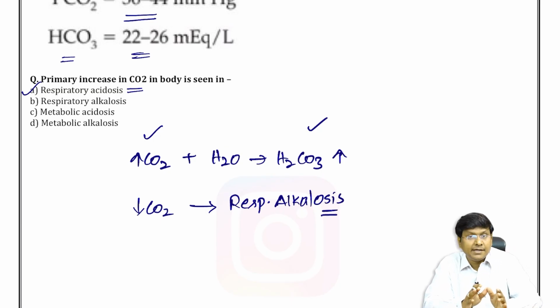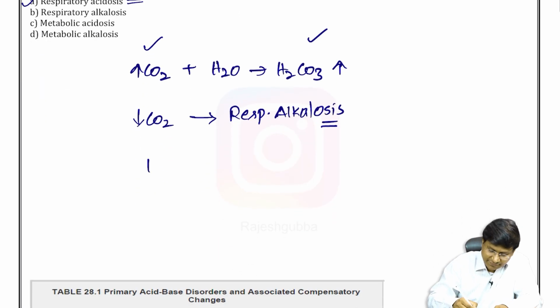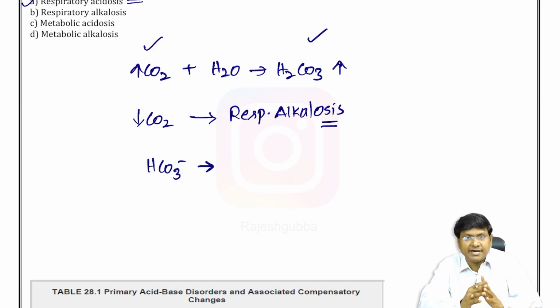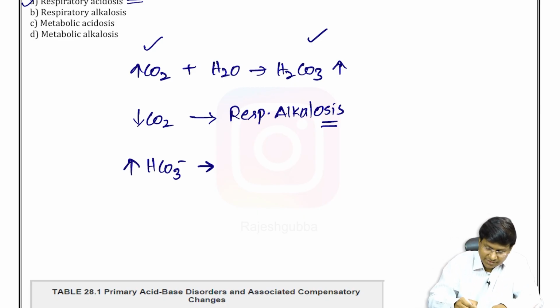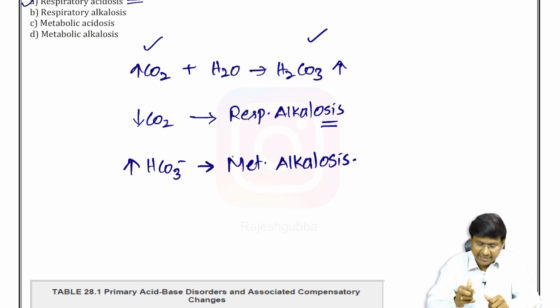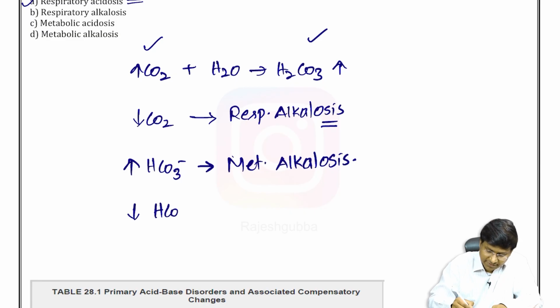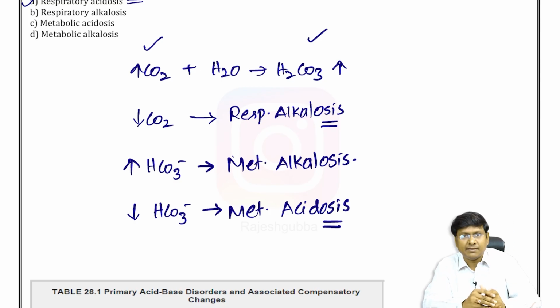Now you take the bicarbonate. The levels of bicarbonate are decided by the renal status, and any change in the bicarbonate we call metabolic. Bicarbonate is an alkaline substance, so if the level of bicarbonate is increased, we call it metabolic alkalosis, right? And if the levels of bicarbonate are reduced, then we call it metabolic acidosis, right?